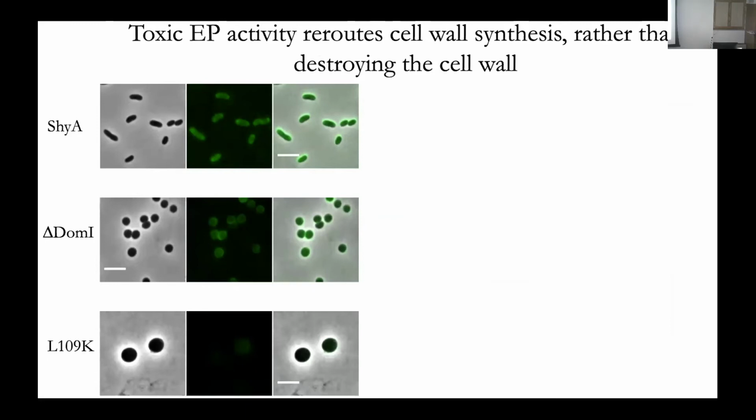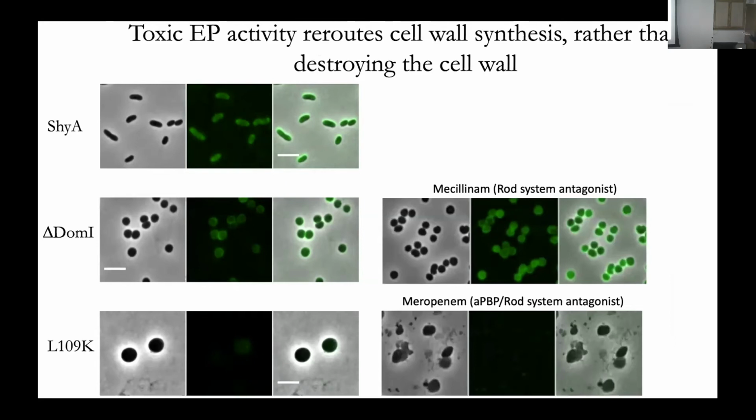We noticed when we used our cell wall stain that some of these, especially the delta domain 1 mutant, actually led to spheroplasts that have a pretty decent cell wall. So they're fully surrounded by a cell wall. And this is reminiscent of our inhibitors. If you inhibit the rod system, this is basically what you get because the APBPs can still do the job. If you inhibit the APBPs, everything falls apart, and that's closer to something like the L109K mutant.